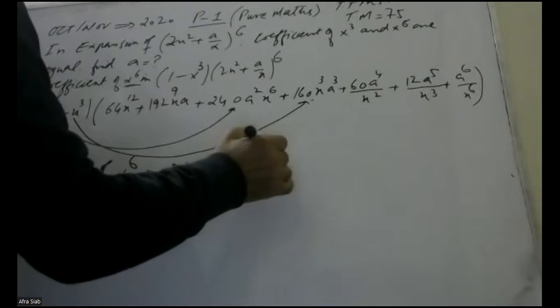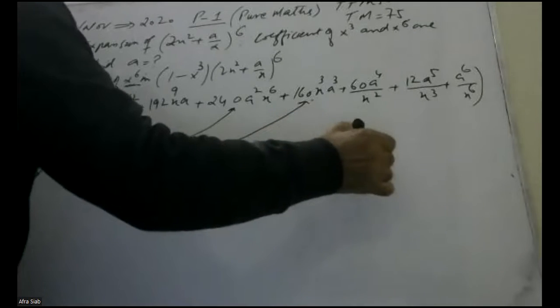So here we can write for coefficient of x6 will be 240 a square minus plus minus 160 a cube, and they are the coefficient of x6 there.